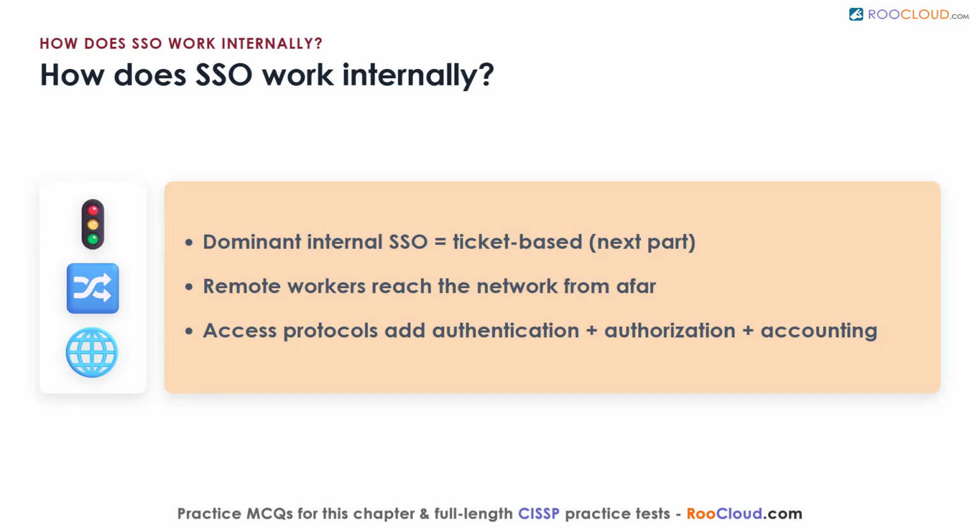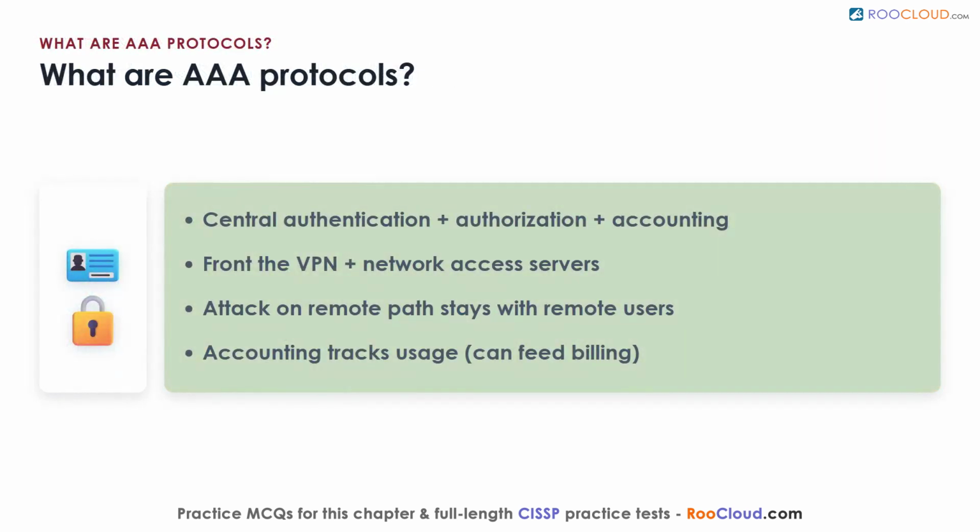Inside the network, the goals shift from cross-company trust to centralized, auditable control. What are authentication, authorization, and accounting protocols, and why do they matter? These are protocols that provide those three services from one central point. They sit in front of remote access systems, like virtual private networks and other network access servers, and give one shared place to verify and record every connection. That central design also isolates risk. If someone attacks the remote access path, the damage stays with remote users and does not automatically reach internal accounts.